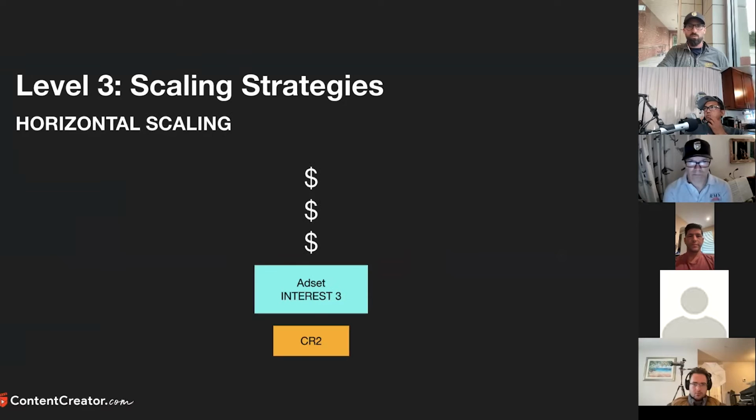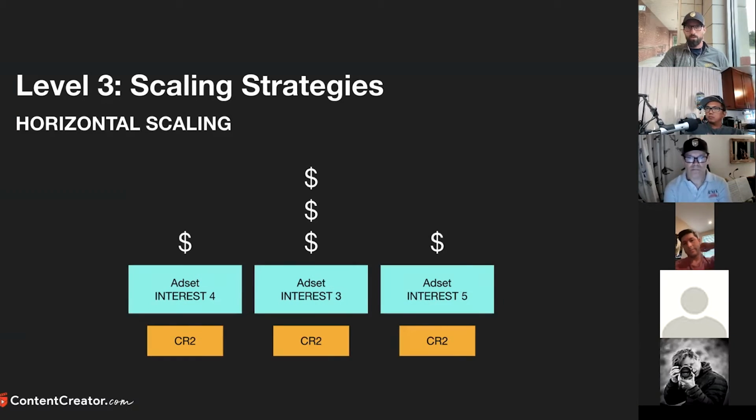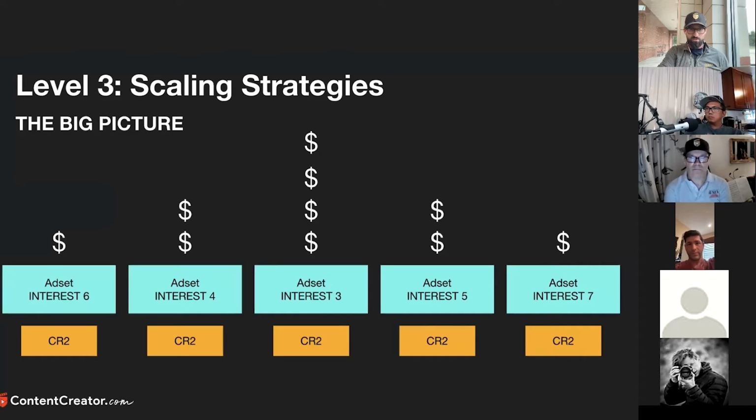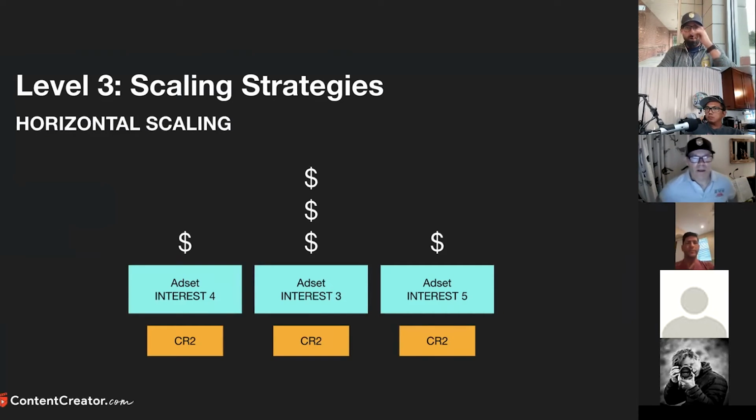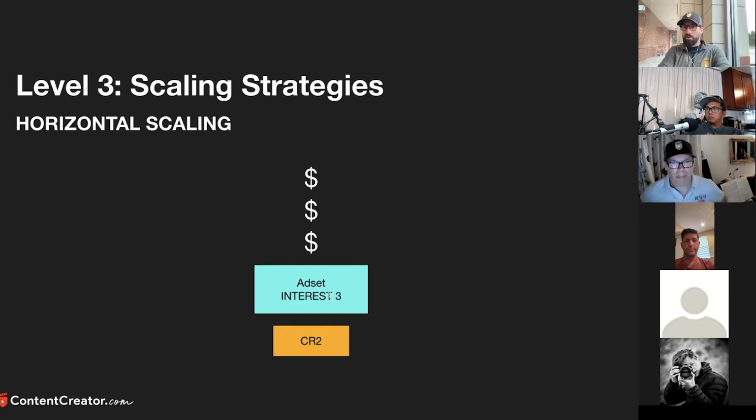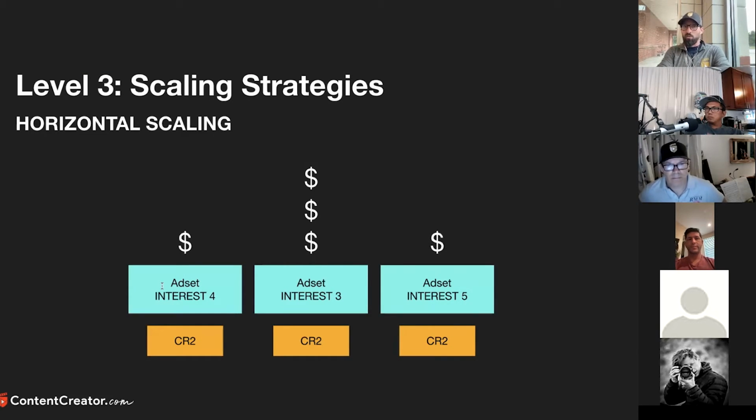Cool. All right. So horizontal scaling. Is this where he goes into pooled audiences? Okay. So basically saying, okay, we've got an ad set with interest number 3 and creative 2 is working. We're spending money there. As you start testing out other things, you're scaling outwards to test other interests, right? But you're not doing $300 a day. Maybe you're only spending 100 on these to test this new creative in these 2 new interests.